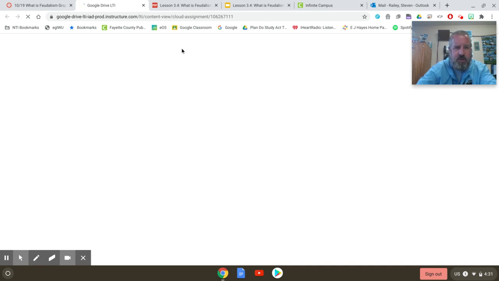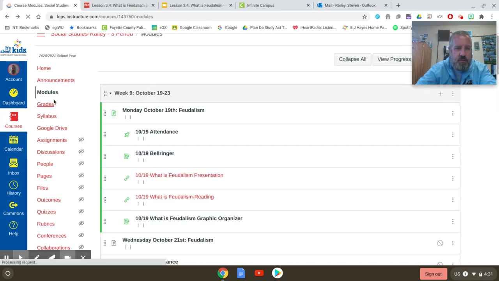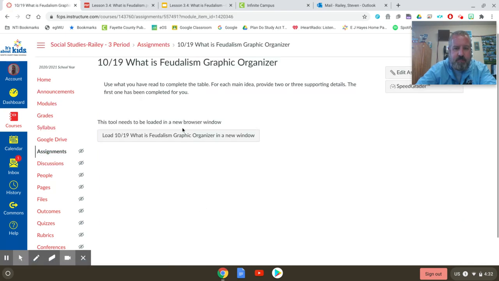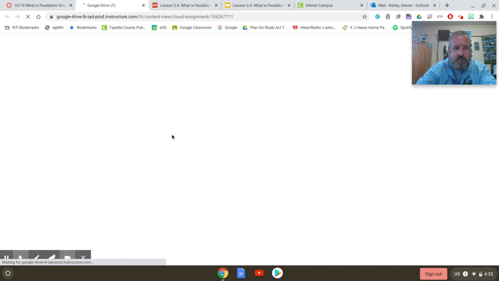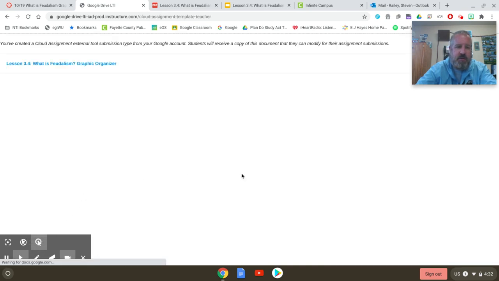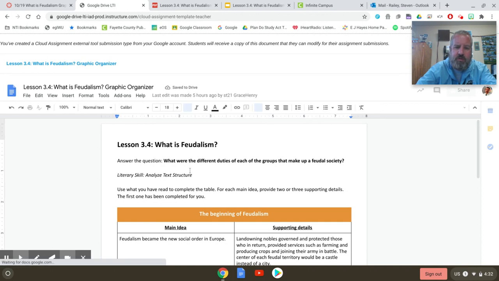Sometimes it does not always want to pull up, and we had trouble earlier. So I'm going to close out of it and see if I can get it to pull up a little faster. Let's try this one more time. All right, so now as this is pulling up, you will see the question right here.